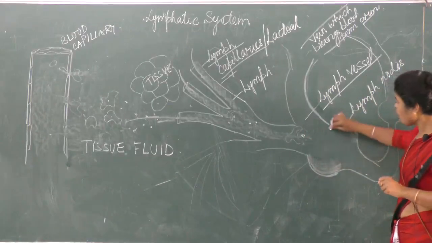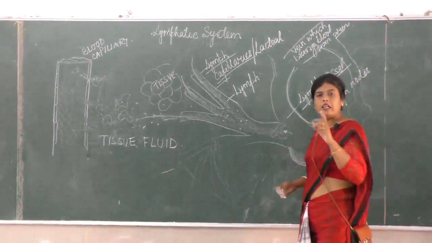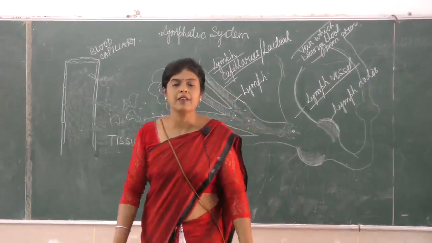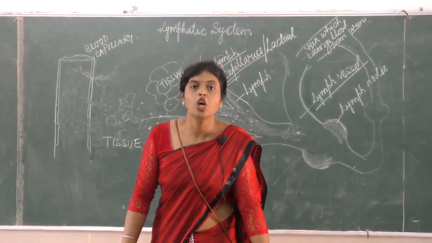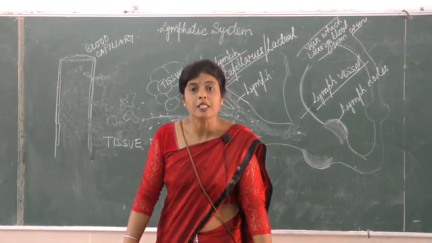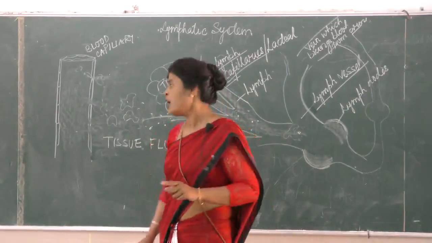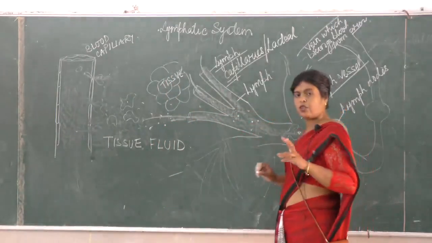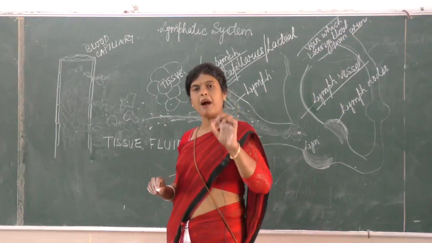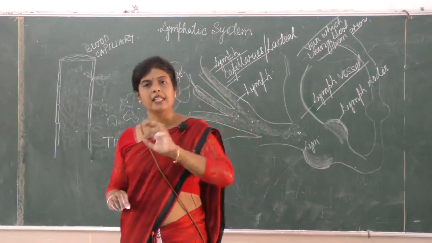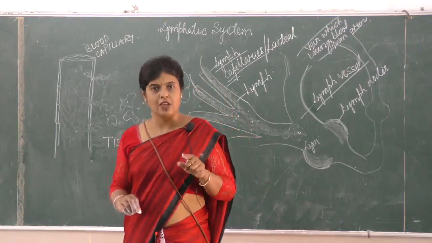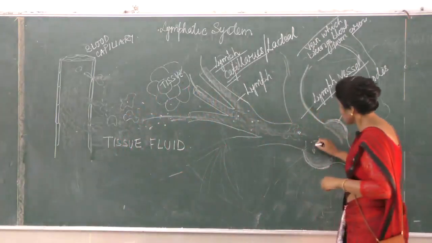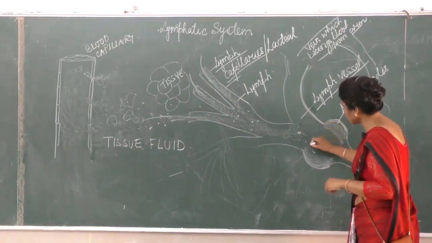So what happens in the lymph node? What is the function of the lymph node? What did I say is present? Lymph node produces lymphocytes. Is it clear? Lymph node produces lymphocytes. If you remember, when I was teaching you about lymphocytes, I had told you that apart from bone marrow, lymphocytes are produced by several other structures. So lymph nodes also produce lymphocytes.